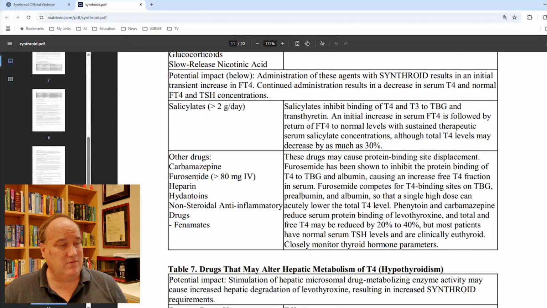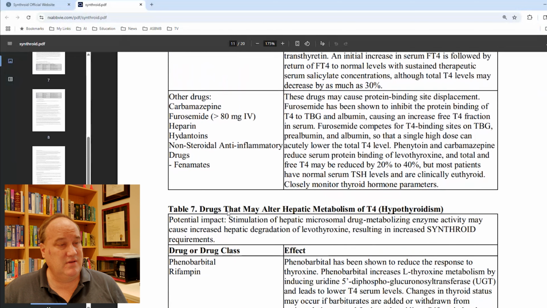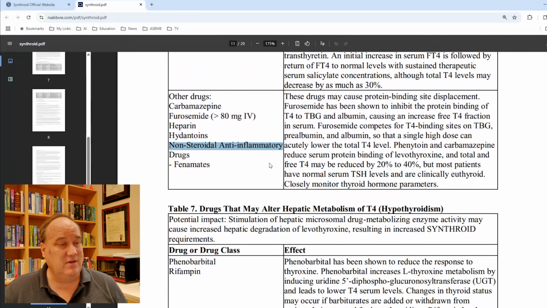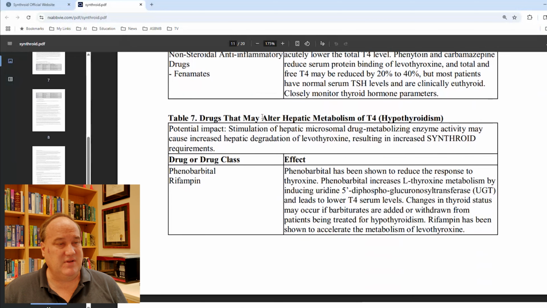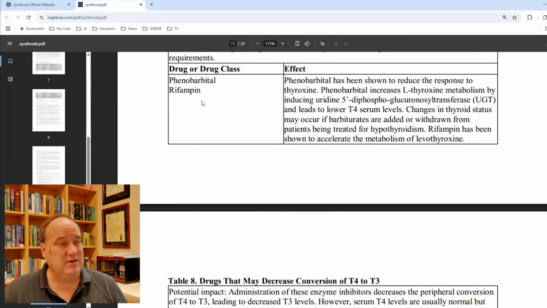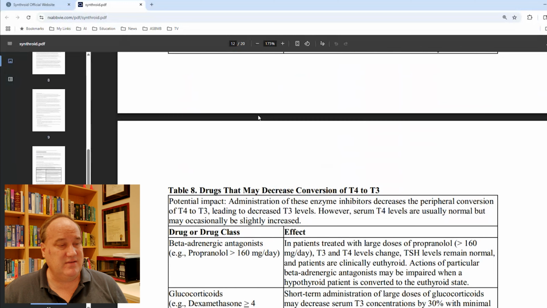Carbamazepine, furosemide, heparin, again, non-steroidal anti-inflammatory drugs. So those are things you're going to want to watch as well. And then there's table 7. They have some drugs that may alter hepatic metabolism of T4. That's hypothyroidism, and phenobarbital and rifampin are on that list.